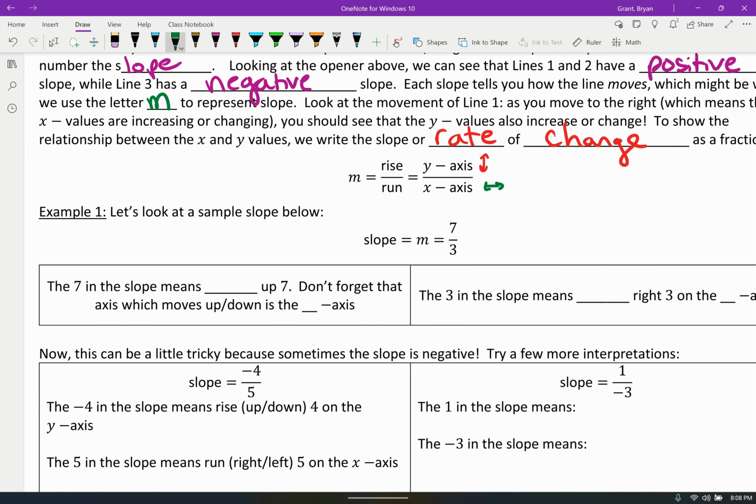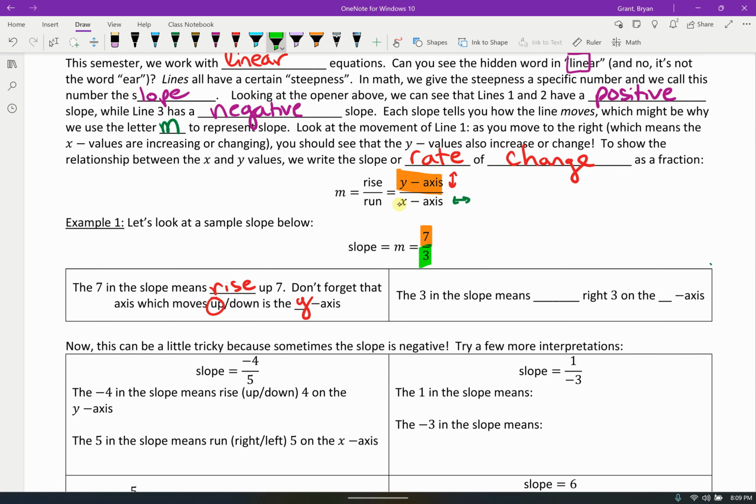We have a slope of m equals 7/3. Because the 7 is in the numerator of our fraction, the 7 means we are going to rise up 7. And of course, the axis which moves in this case up is the y-axis. The 3 is in the denominator, and because it's rise over run, then the 3 means we should run right 3 on the x-axis.